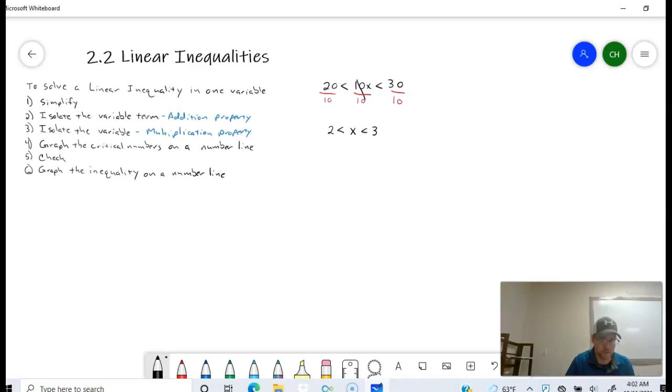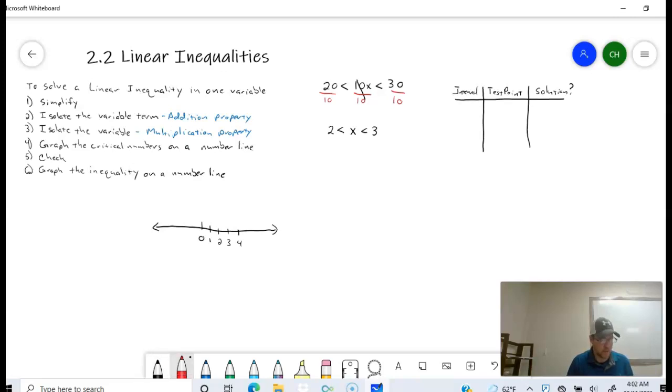So I'm going to draw a little table here. Let's see. I'm going to have my interval. I'm going to have my test point. And I'm going to have, is that a solution? Alright, I'm going to go ahead and graph my number line over here. Got 0, 1, 2, 3, 4.